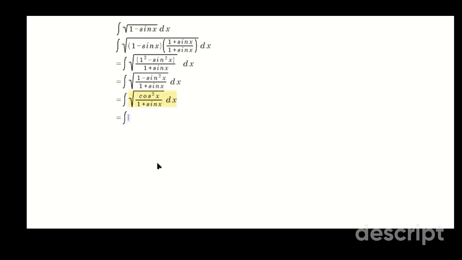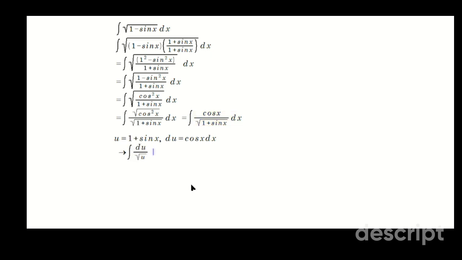You can distribute the root symbol. So it's going to be the square root of cosine squared x over the root of 1 plus sine x dx. So antiderivative of cosine x over the root of 1 plus sine x and then dx. Now notice that you set u equal to 1 plus sine x. So du is cosine x dx, which is nice because that means you can replace. So you're going to continue over here. And you're going to end up with cosine x dx. And in the bottom, you're going to have the root of u.